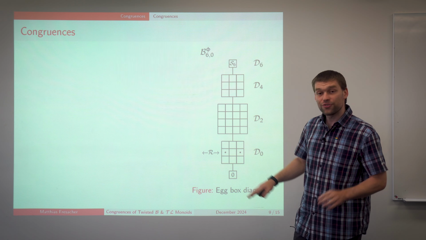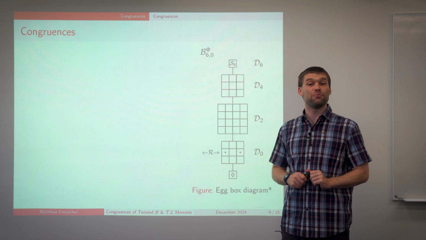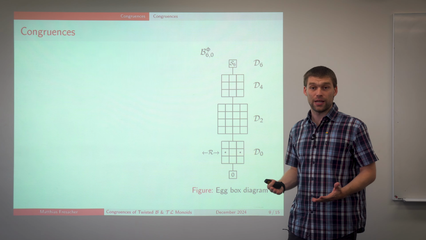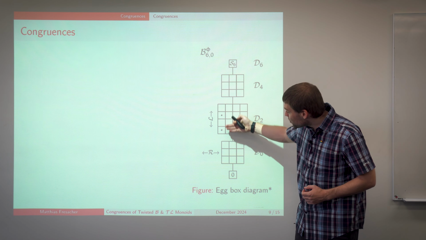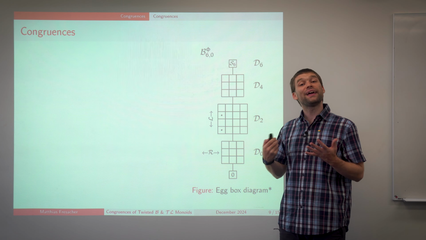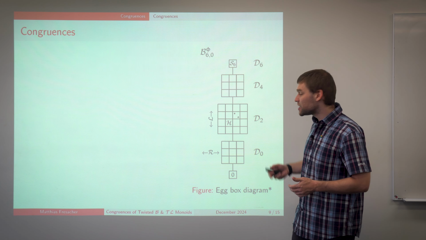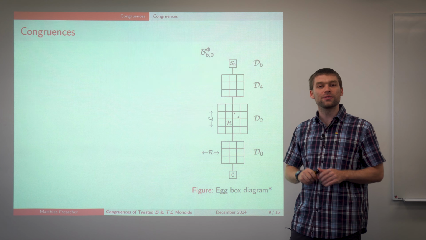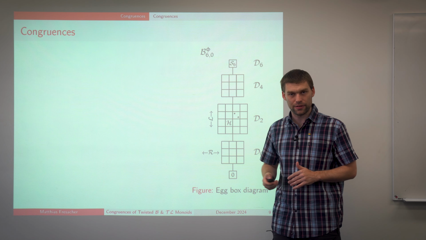If two dots, so two diagrams, are within the same row, then they are R-related. Analogously, if they're within the same column, then they're L-related. Hence, if they're actually within the same box, then we know they are H-related.